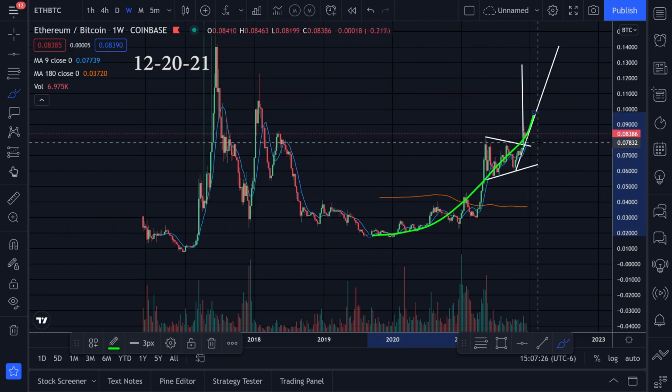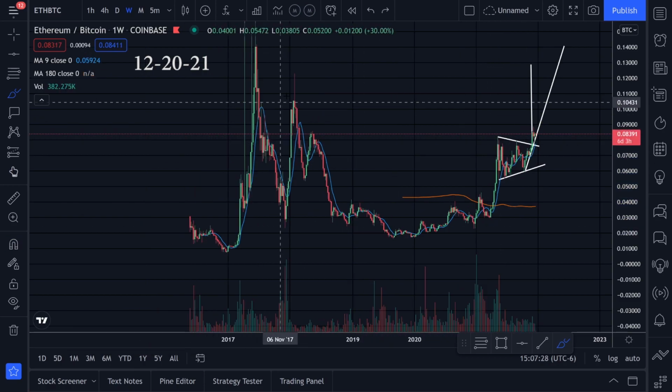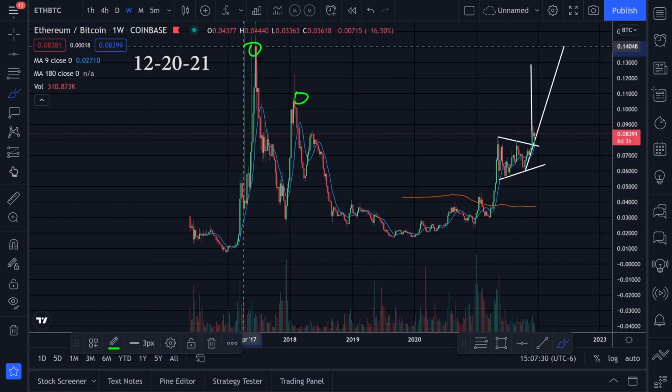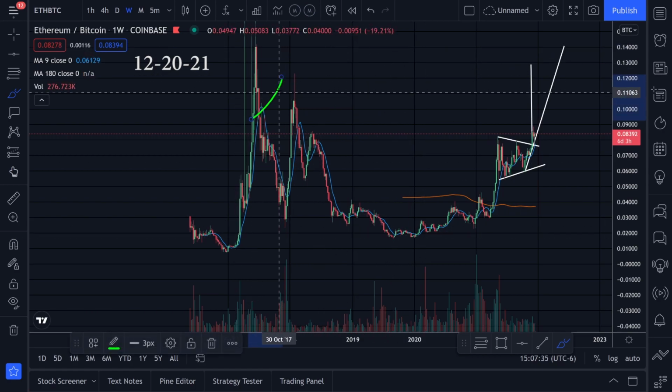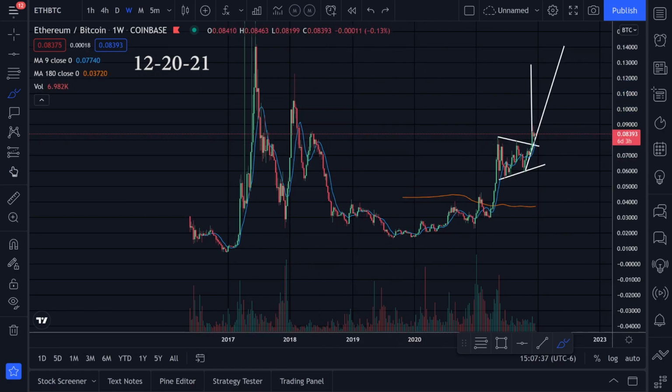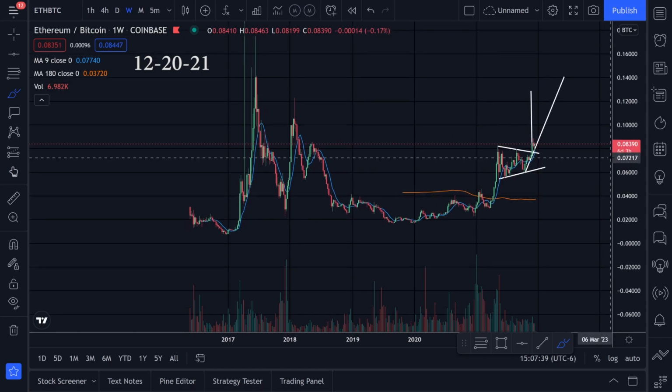It's running up pretty hard right now, and what I'm looking at are these previous resistances over here. So let's see if we could come up and at least hit these targets. Let's see if we could pass them. Let's see what happens. I don't know. What do you guys think? Do you guys think Ethereum is going to flip Bitcoin?